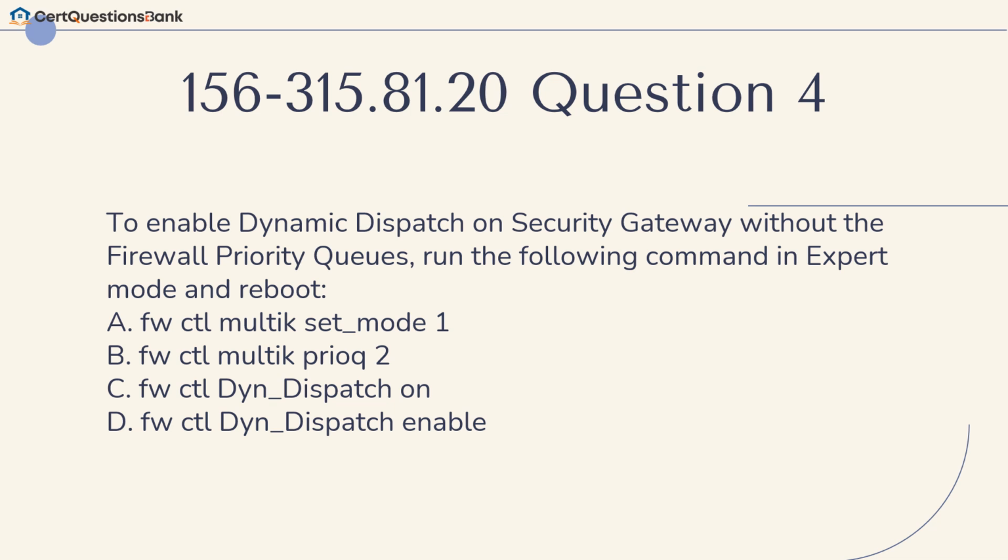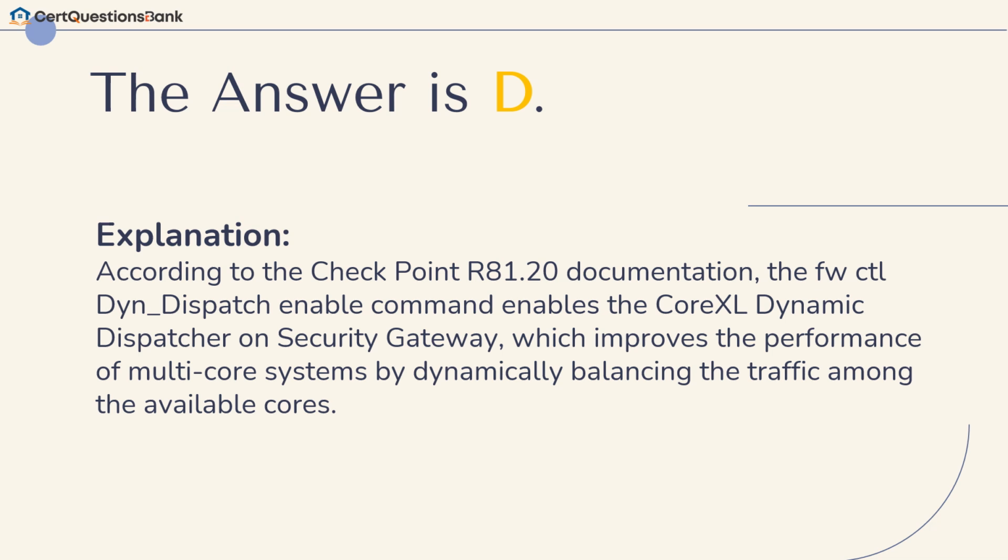To enable dynamic dispatch on Security Gateway without the firewall priority queues, run the following command in expert mode and reboot. A. FWCTL multik_set_mode 1. B. FWCTL multik_prioq 2. C. FWCTL dynamic_dispatch on. D. FWCTL dynamic_dispatch enable. The answer is D.